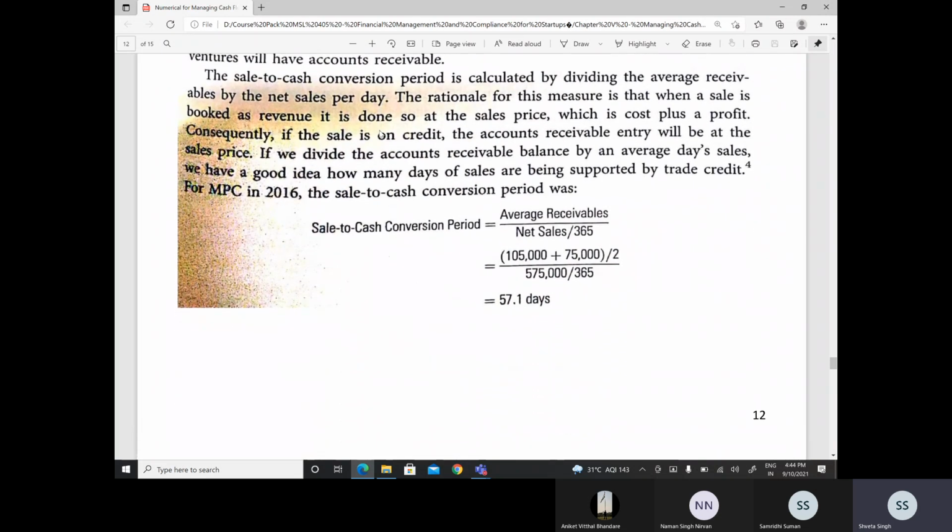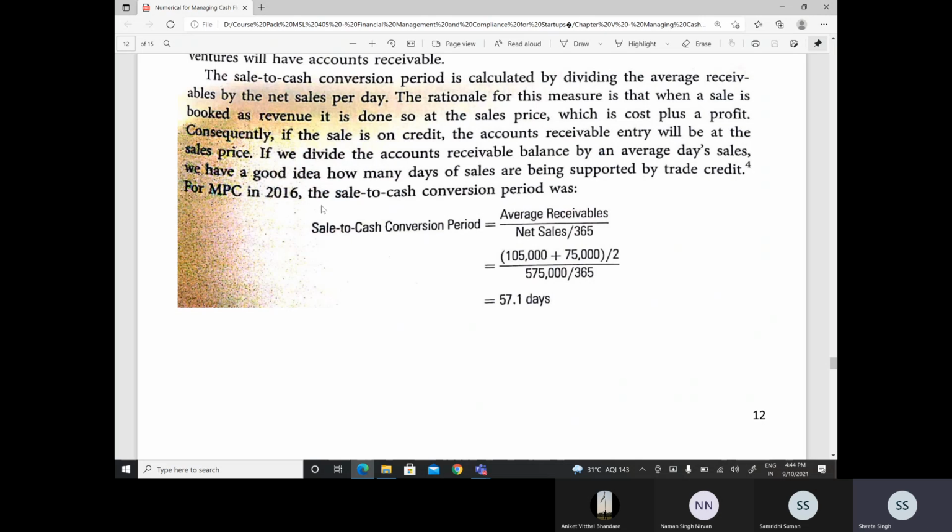So the sale to cash conversion period, or accounts receivables collection period, also called debtors collection period, is calculated by dividing the average receivables by the net sales per day. The rationale for this measure is that when a sale is booked as revenue, it is done so at the sales price, which is cost plus profit. Consequently, if the sale is on credit, the accounts receivable entry will be at the sales price. If we divide the accounts receivable balance by an average day's sales, we have a good idea of how many days of sales are being supported by trade credit.